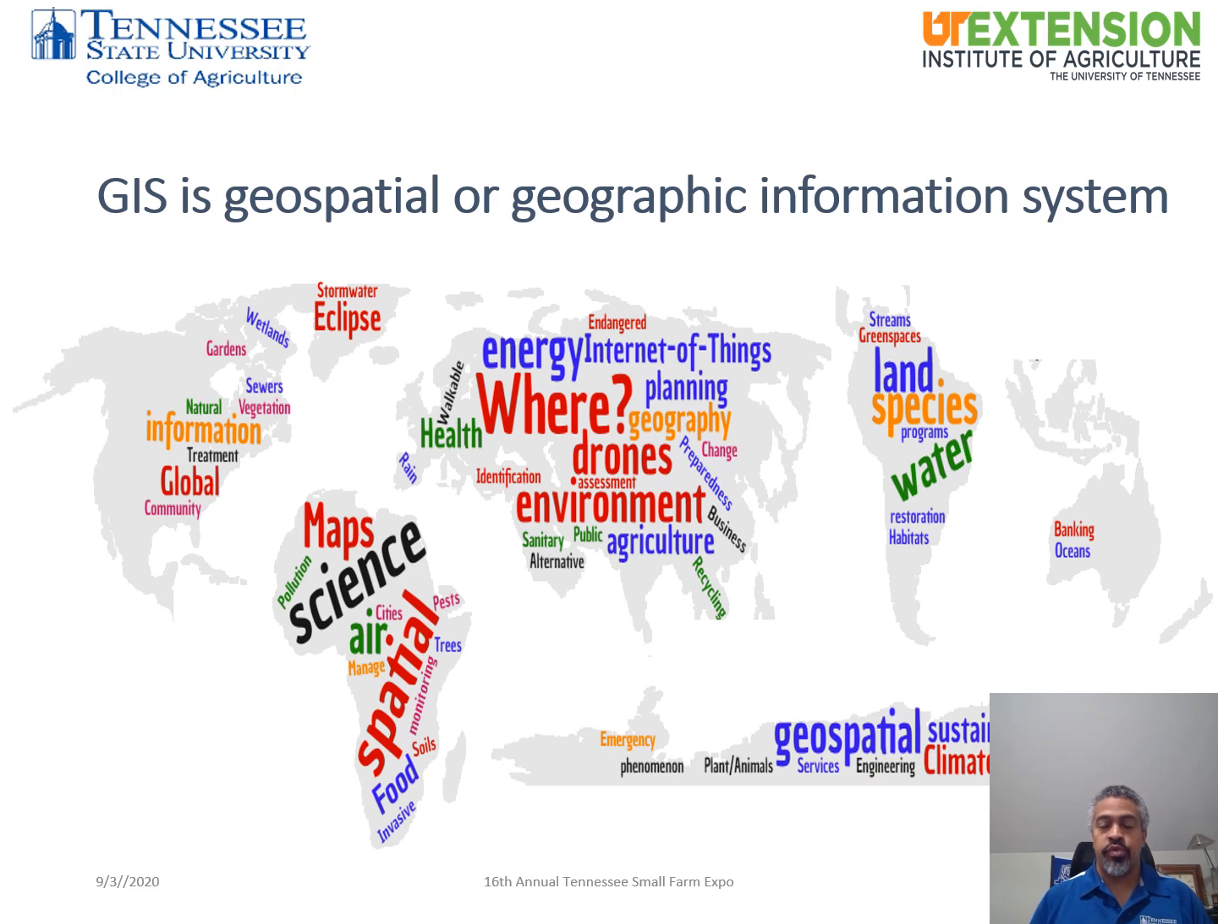We use drones. We look at environmental change. We use the Internet of Things to bring data together. We look at the changes in land, species identification, and species habitat, water restoration, various types of data. So these are just some of the things that we do at the College of Agriculture at Tennessee State University.